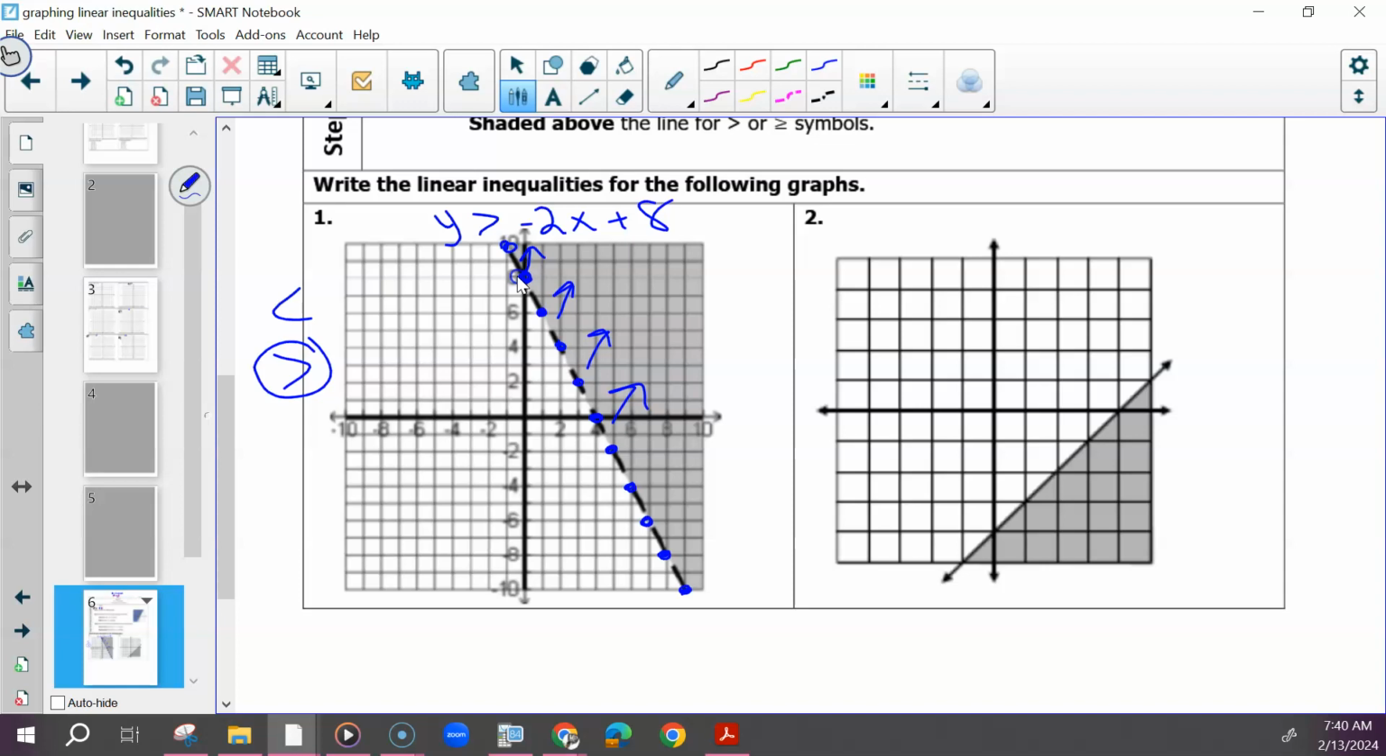Then number 2, what is the y-intercept? -4. And then the slope of this line? 1. It's going up 1 to the right 1. We can easily see that because there are no missing points. You can put 1x or just x. It's a solid line, so it has to be an equal to. And I can see at the y-intercept, this is shaded underneath, below this line. So which symbol would this be? Less than or equal to.